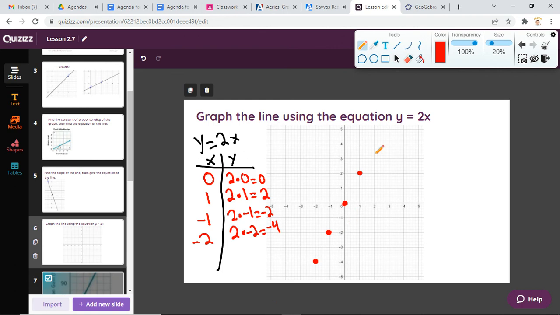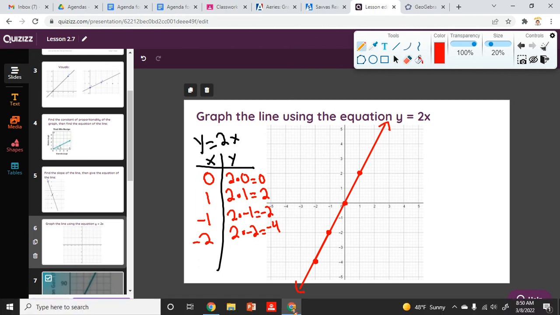Now to graph this line here, you simply have to connect all your dots. Remember, you basically just have to connect 2 of them. The rest should be in the line here. And we would get kind of this line right here. Now, since this is a line, that means it's going on forever, which means let's put some arrows on the ends here to show that this line goes on forever. And this would be the graph of the line using the equation y is equal to 2x.